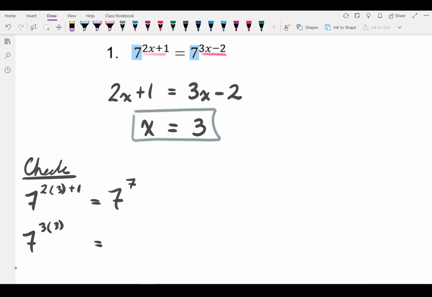Oh, minus 2, sorry. 7 to the power of 3x minus 2 is the same as saying 7 to the power of 3 times 3 minus 2, which is 7 to the power of 9 minus 2, or 7 to the power of 7. So we can see that the left-hand side equals the right-hand side, and we're all good. You don't need to do that check. I just wanted to show you that it is, in fact, equal.